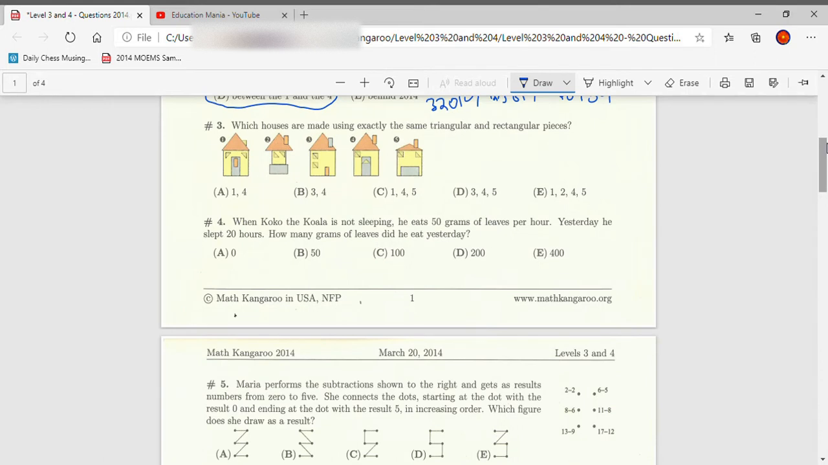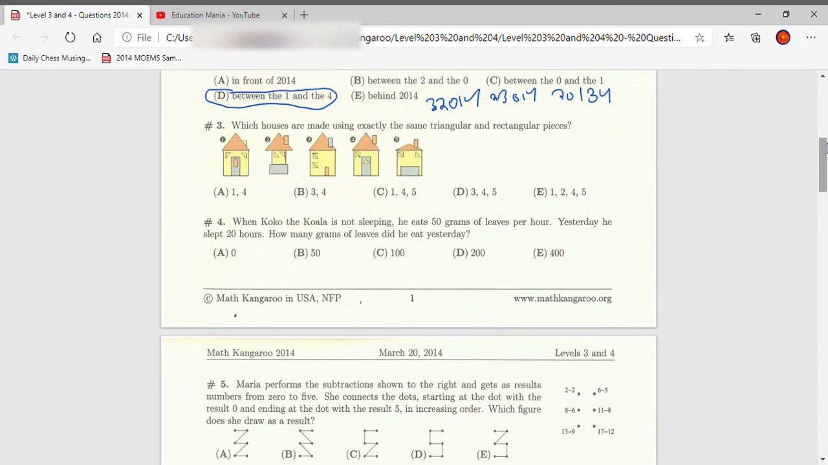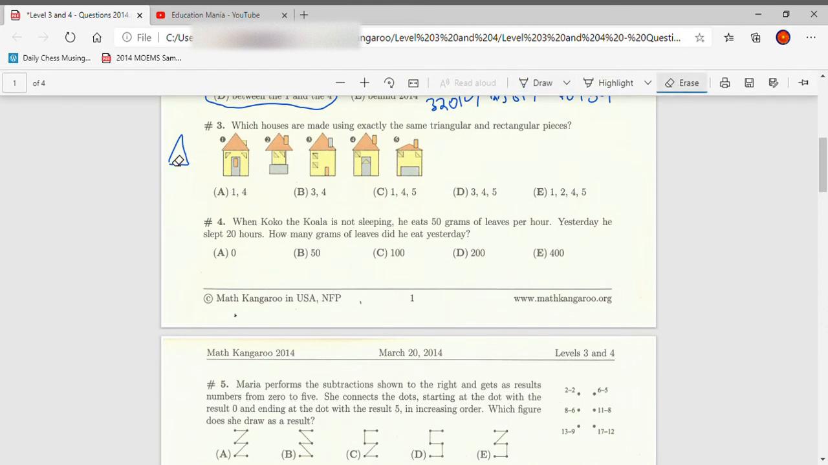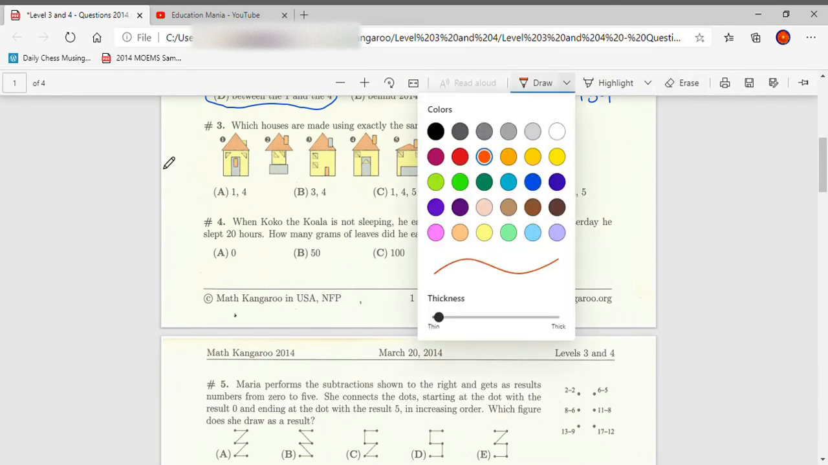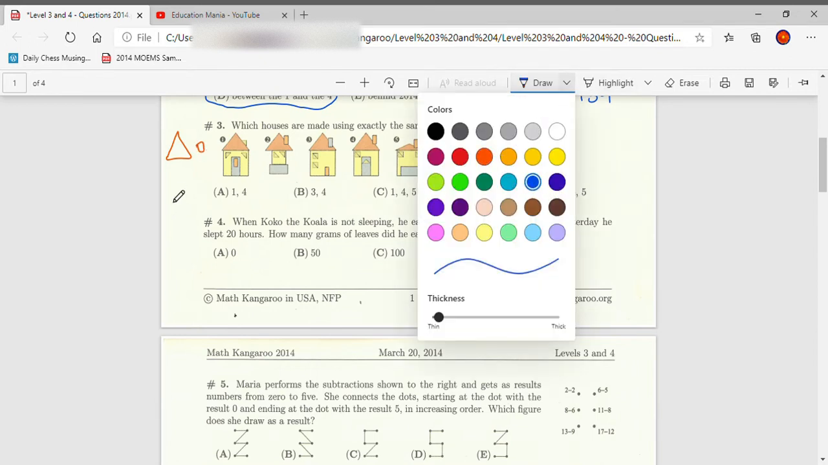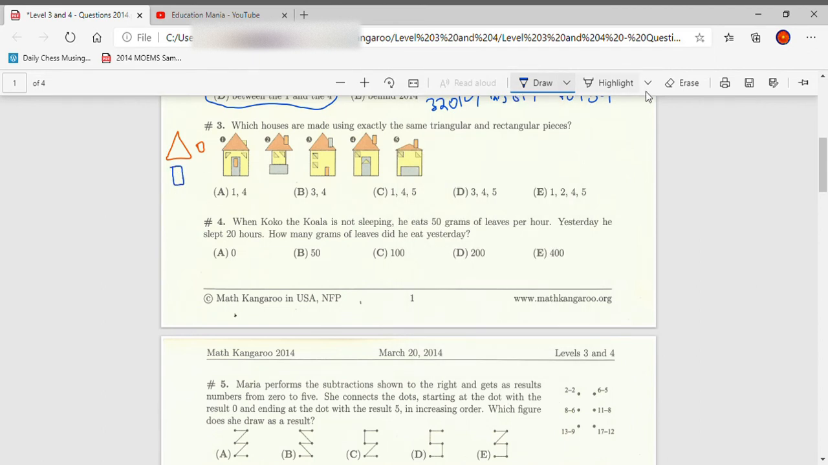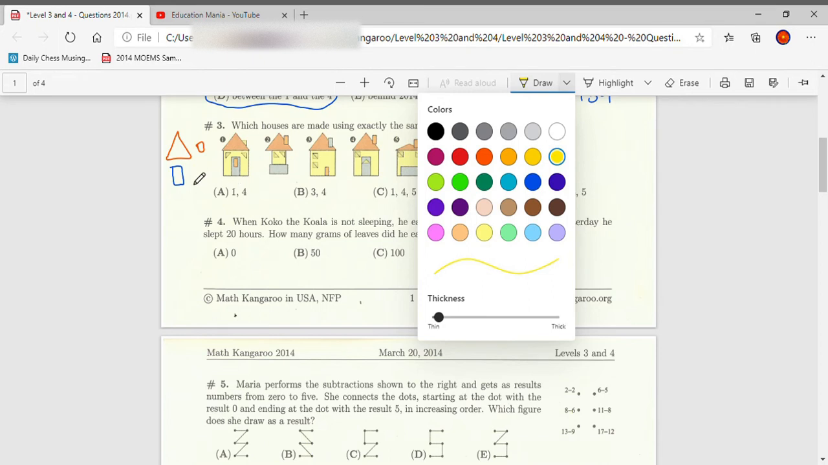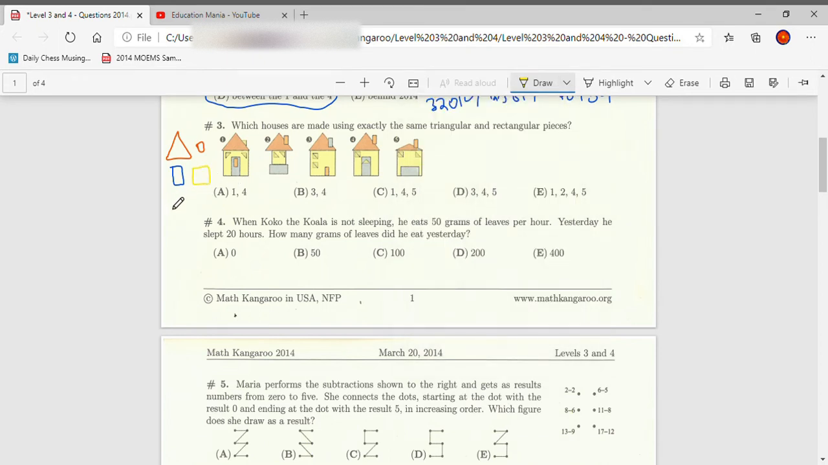Number 3. Which houses are made using exactly the same triangular and rectangular pieces? So let's go with number 1. It has this orange triangle, 3 tiny, so orange. So let's make it the same color so it's less confusing. A large orange triangle, this door, the orange window on the door, then a blue door, then a yellow large square, and triangles. So these are the pieces that are in number 1.